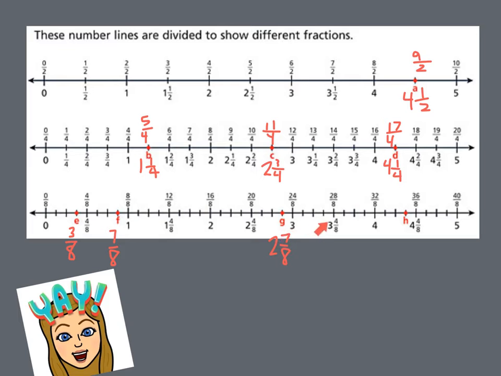So then the other points are all good to go until we get to H. So I see the whole number 4, so this would be 4 1/8, 4 2/8, so this would be 4 3/8. So again, really all you have to do is count the gaps to figure out which denominator they're using, and then use the lines to help you count up to find the mystery missing parts.